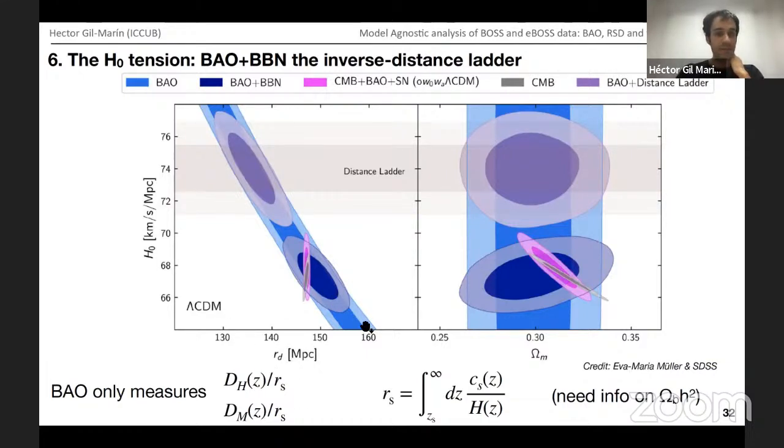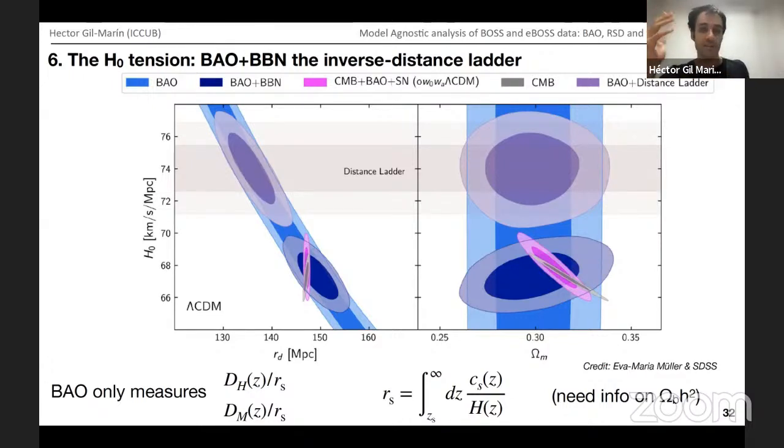So you can be in agreement either with the distance ladder or with Planck, depending on how you calibrate your sound horizon scale. You can calibrate the sound horizon scale using Planck information, and obviously your result is not going to be independent from Planck. Because you want to be independent from Planck, because you want to essentially have an extra measurement of H0 which doesn't rely on Planck, you can actually calibrate rs using this equation, which essentially assumes that the expansion at early times, just before recombination, is according to lambda CDM.